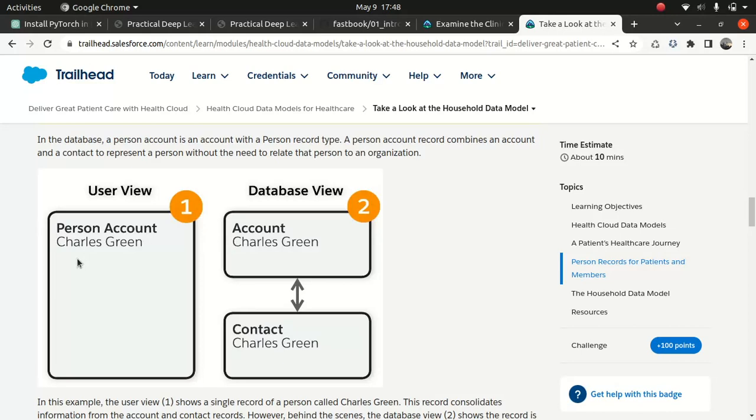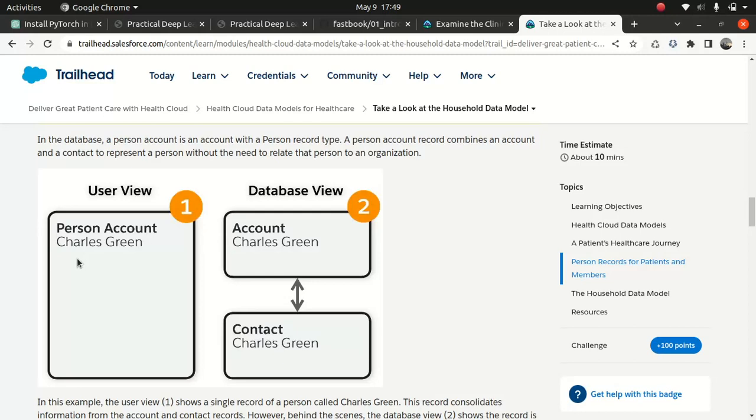Right now, you might know that everything works in the form of a person account in Health Cloud. What that means is that if you are associating yourself as a patient, they don't normally put you as a regular account, because you're not a company. You're an individual, so they treat you as a person account. Behind the scenes, if you know how the person account works, it works as an account and a contact combined together.